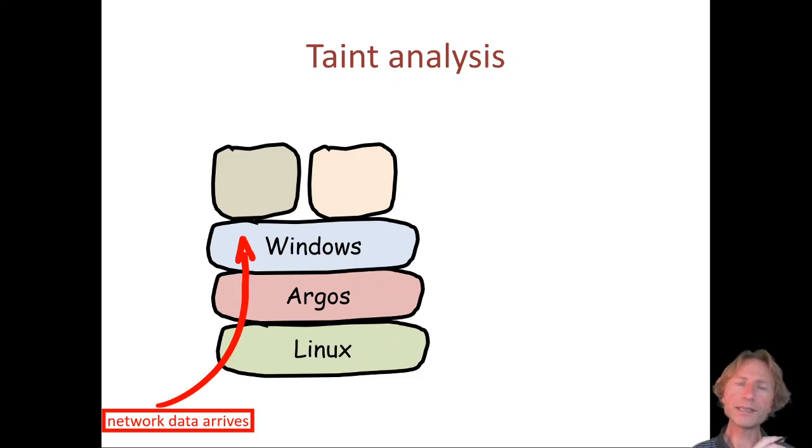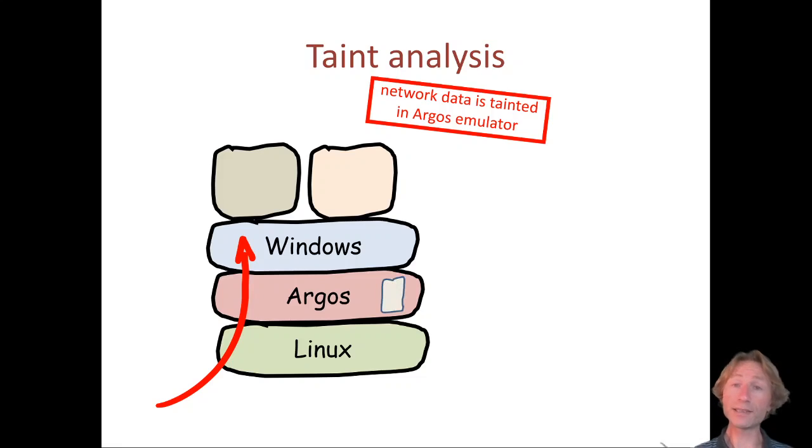And what would happen is that network data would arrive into the system, through Linux, through Argos, and enter Windows. So this could be attacker data, or it could be benign data. Remember, this system is running as a honeypot, so we're hoping that it gets attacked. Now, the data that enters the system is tainted in the Argos emulator, which means that a shadow memory is maintained that indicates that this data came from the network.